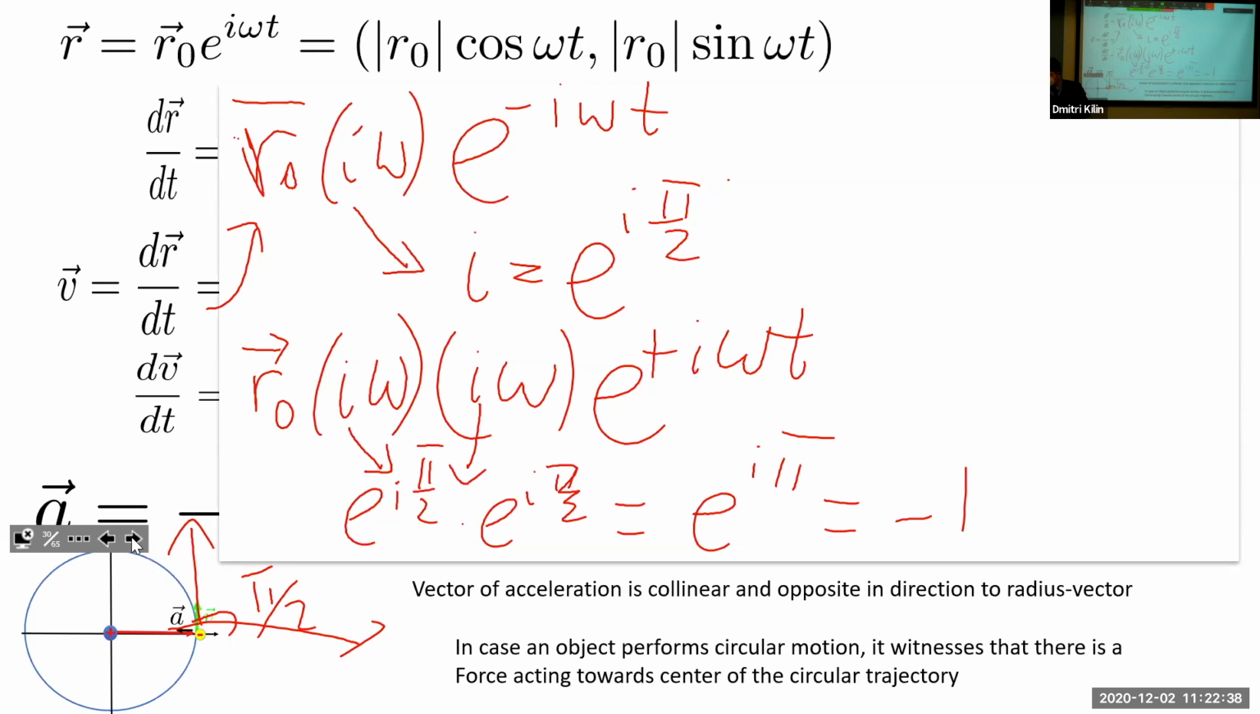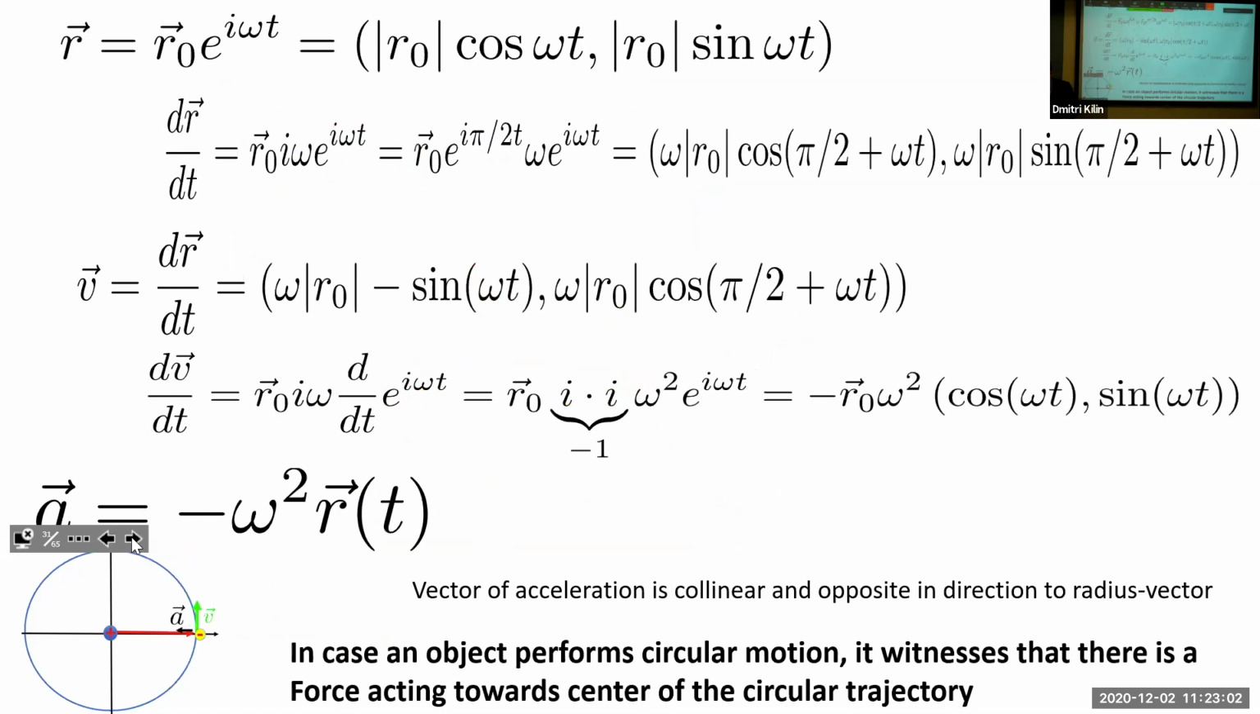Now one can use complex numbers by considering the position as a point in the complex plane. And then one can obtain the same result just by taking the complex derivative. So if one does this exercise, then acceleration is minus distance and a factor with omega squared, which appears from two derivatives, right?